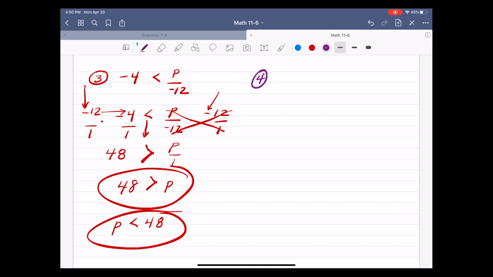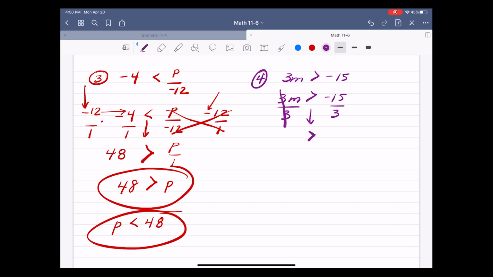Number 4. Solve, check each answer. 3m is greater than negative 15. So I'm going to rewrite it. 3m is greater than negative 15. I want to isolate m, so I'm going to divide by 3 on the left, divide by 3 on the right. I'm dividing by a positive, so I don't have to do anything with the sign. It stays the same direction.